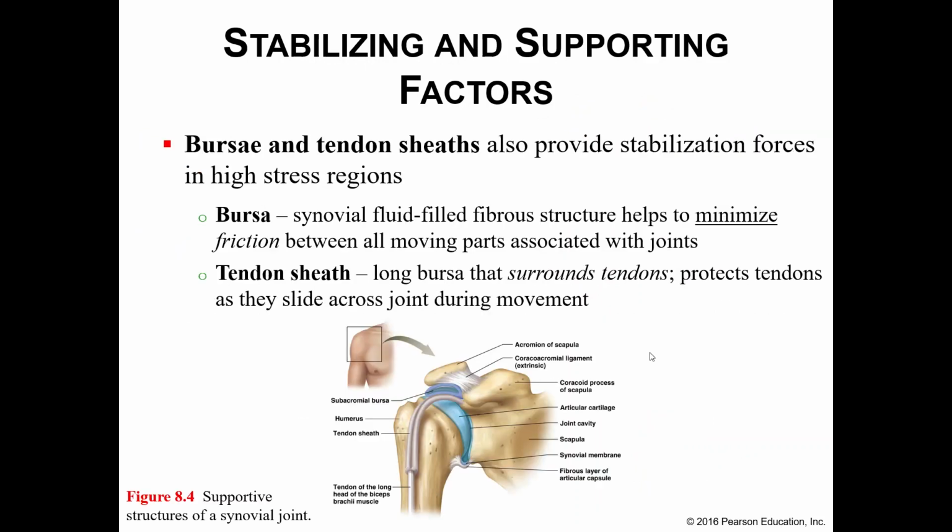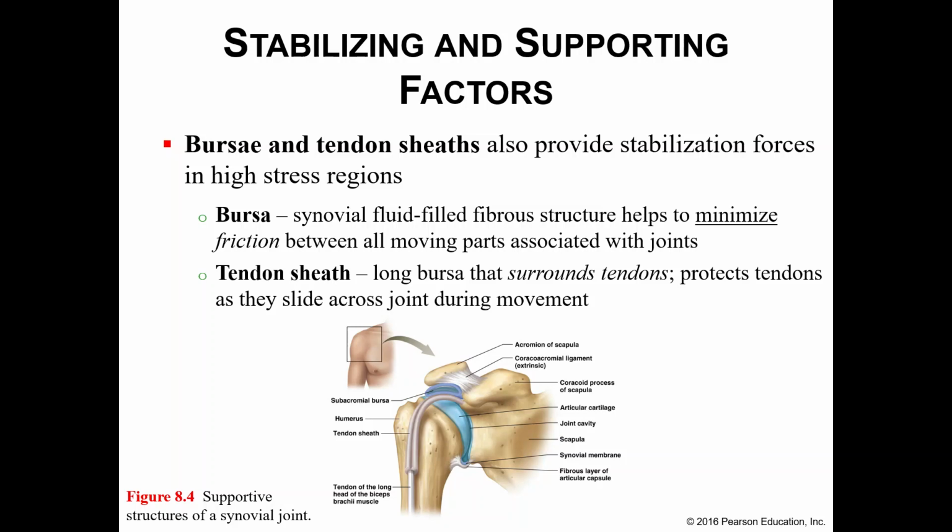We do have a couple additional ways that we can further stabilize these joints in certain locations. We have bursa and we have tendon sheaths. You tend to find these in the higher stress regions, so you're not necessarily going to find these in your fingers, but you would find these in your shoulder, for example. We have a lot of repetitive movements in our shoulder.